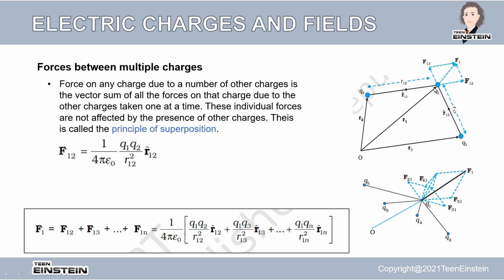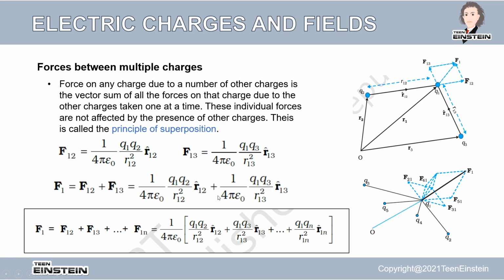So the example which we saw here is F12. So how do we find out the force F12? By using Coulomb's law. We know F12 is 1 by 4 pi epsilon naught into Q1 Q2 by R12 square, into R12 cap, where R12 cap is the unit vector joining the two charges. So F12 is given like this, and now what we have to find is F13. What is F13? It will be 1 by 4 pi epsilon naught into Q1 Q3 divided by R13 square into R13 cap. Now the vector sum of these two forces will give us F1.